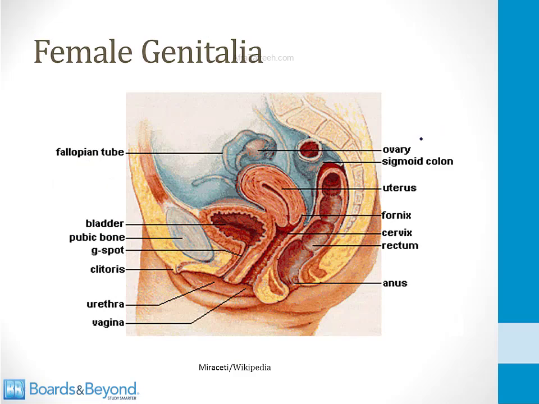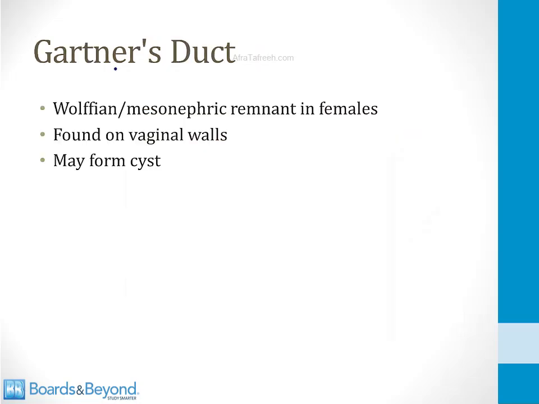I'll highlight the Müllerian structures. This is the ovary. The fallopian tube is a Müllerian structure, so is the uterus, and so is the upper portion of the vagina. In females, a Gartner's duct is a structure that is a remnant of the Wolffian or mesonephric duct that persists in females. They're found on the vaginal walls. Sometimes they form a cyst, which can occasionally become painful and require surgical removal.